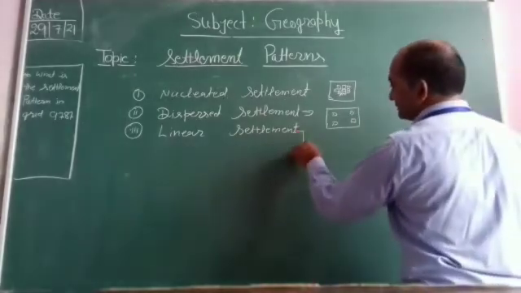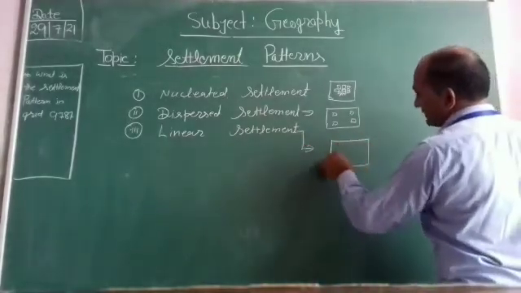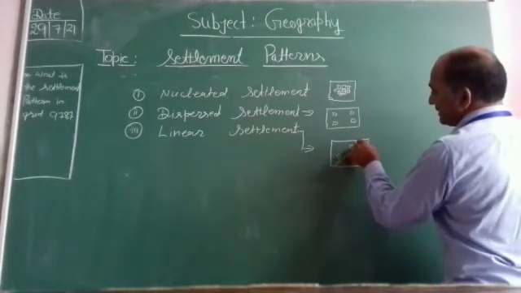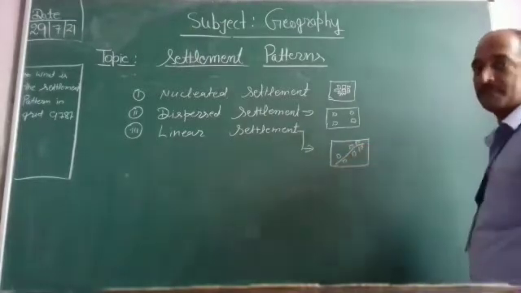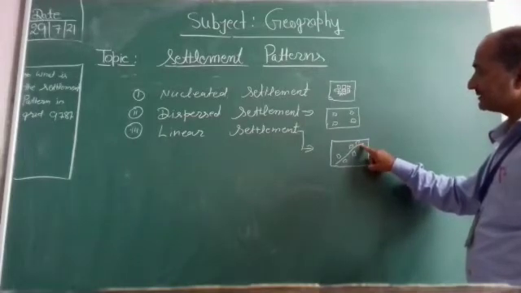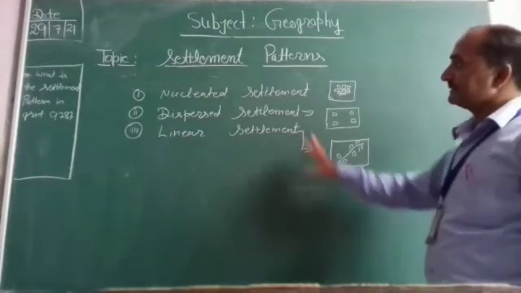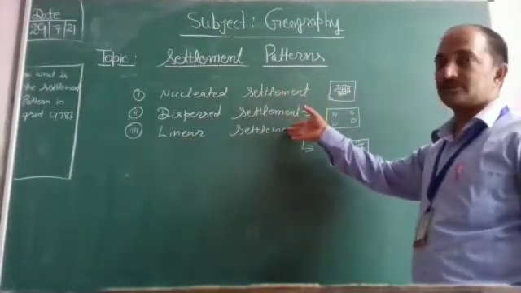Now the third one is linear. In this type of settlement pattern, all the houses are along a canal, a road, a railway track, etc. So now these are the basic groups of the settlement pattern.